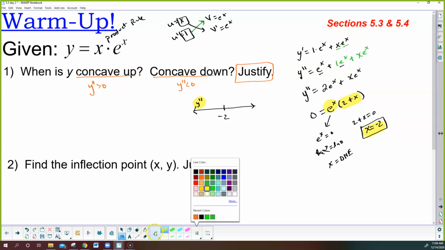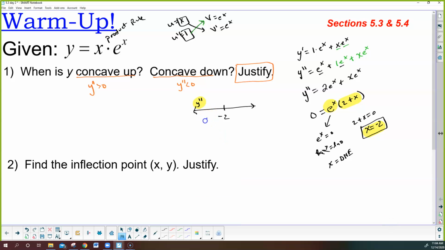And here's the reason why. There are some tricks you can use to help yourself when testing values. Right? I need to test a point to the left of -2. Let's test -3. Now, if I put a -3 right in here for x, e to any power will always be positive. This e to the x is always going to be a positive value, so I don't really have to worry about the sign of this part. It's the second factor that basically controls the sign, and if I plug -3 in, -3 plus 2 is -1, and a negative times a positive tells me it's a negative second derivative to the left of -2. All right, and now let's test another point.